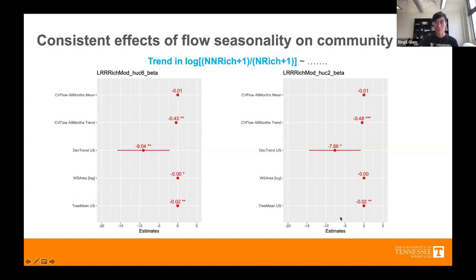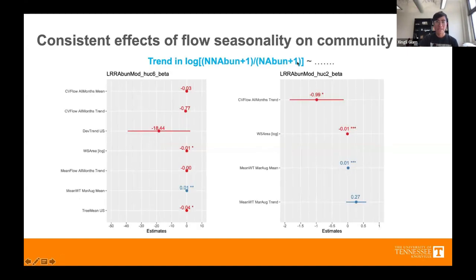So for both cases, it's the same thing, right? And lastly, we look at dominance in just the number of individuals, not the number of species. So the dominance in the number of non-native individuals over native individuals.